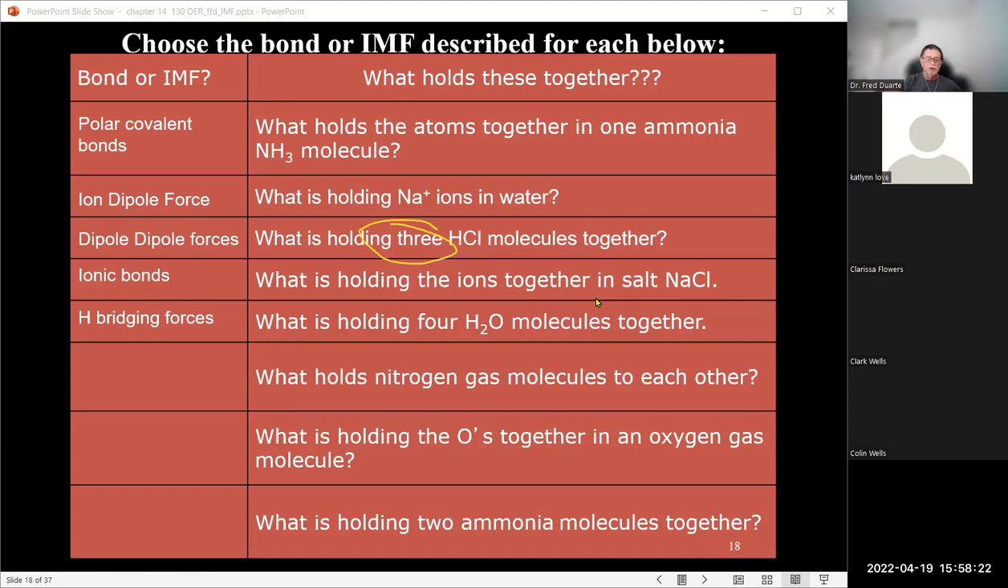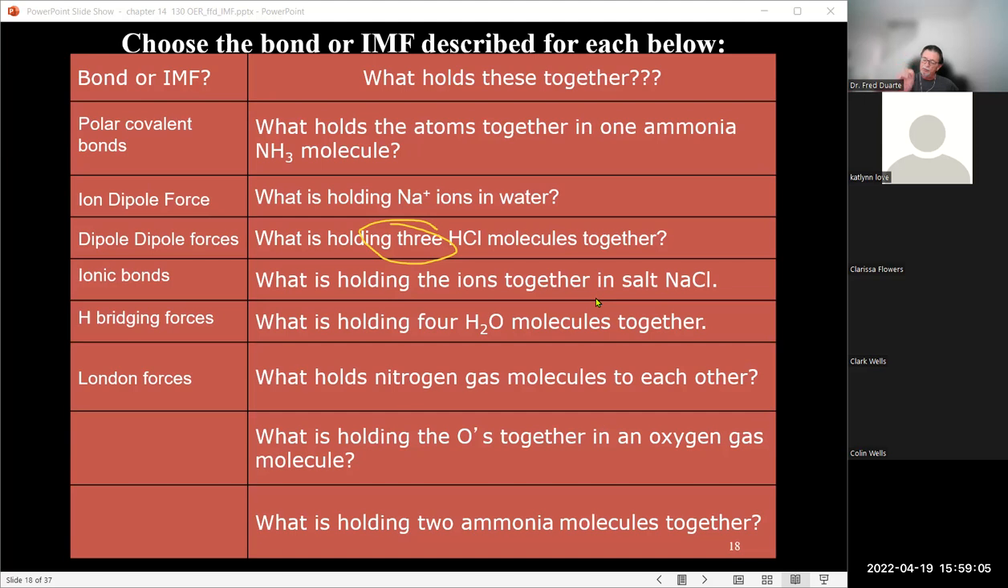All right, so what holds nitrogen gas molecules to each other? You're talking about to each other. That should tell you that we're talking about intermolecular forces. We know that nitrogen gas is diatomic. And being diatomic, it is nonpolar. Being nonpolar, the only thing you've got is London dispersion forces. Okay, London forces.